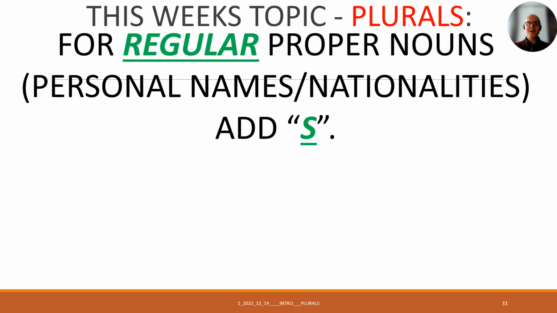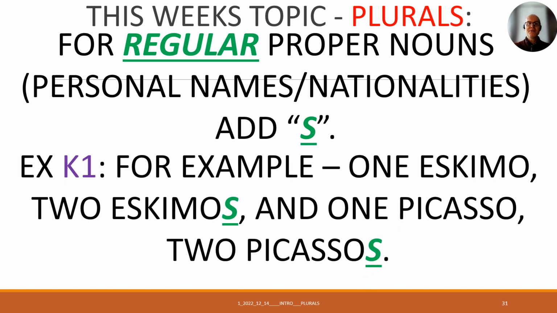For regular proper nouns, remember, are personal names or nationalities, you add an S. For example, one Eskimo, two Eskimos. One Picasso, two Picassos.